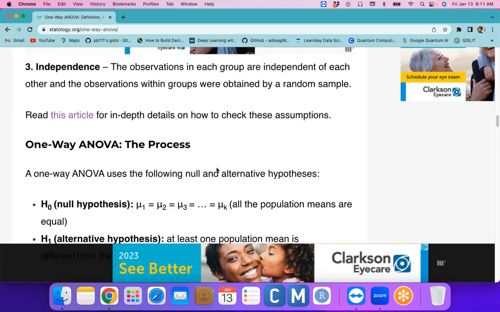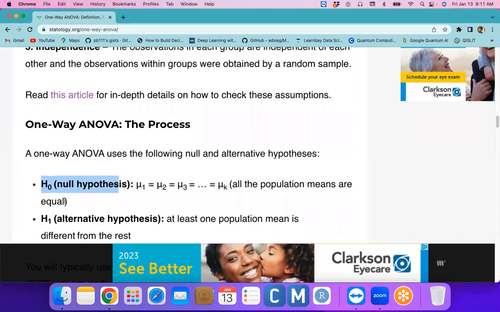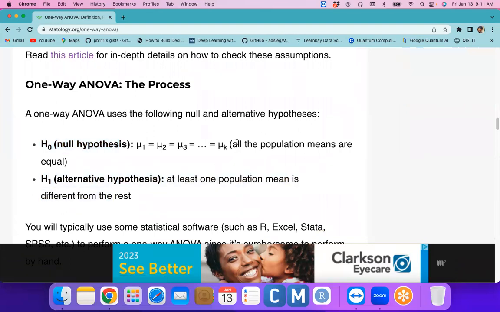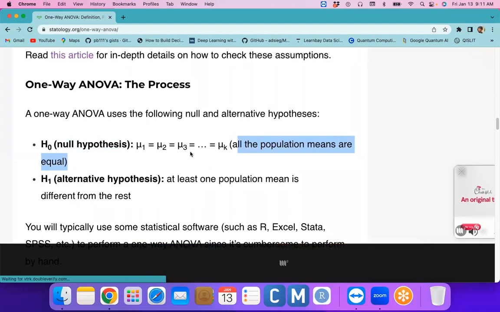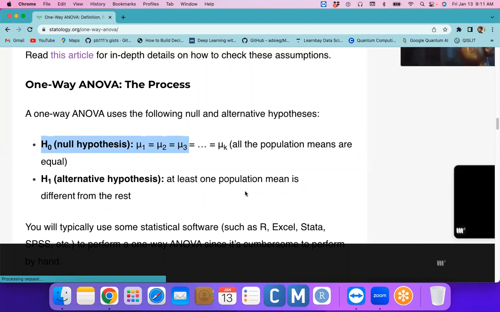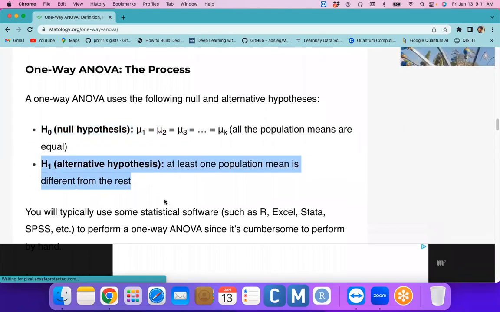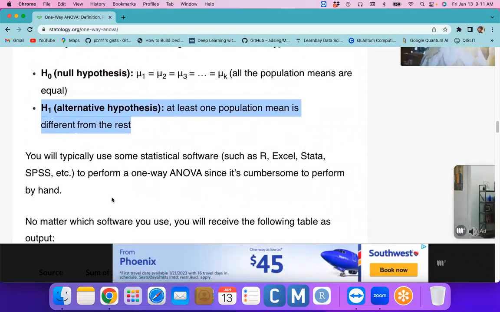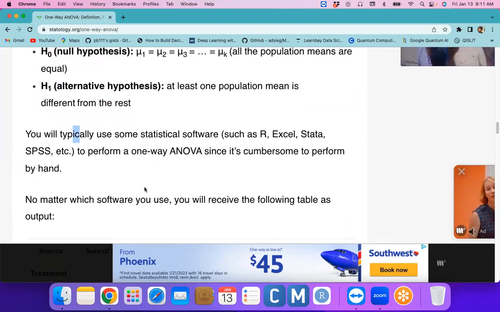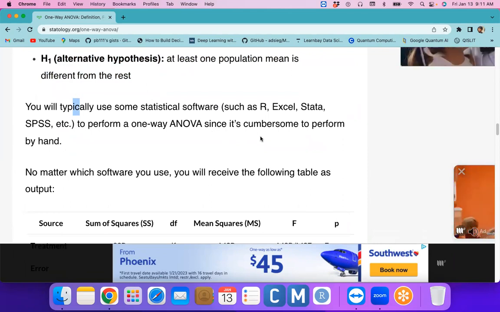The observations within the group were obtained by random sampling only. So the process is, first we need to define the null hypothesis, and second the alternate hypothesis. All population means are equal, that is my null hypothesis. The alternate hypothesis is that at least one population mean is different from the rest. We can use tools like SQL, statistics, Stata or SPSS to do this kind of operation, or else Python could also be a better option for performing ANOVA.